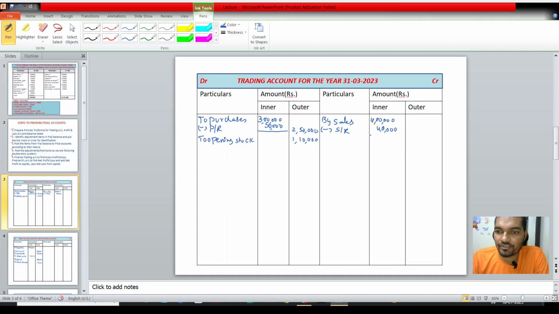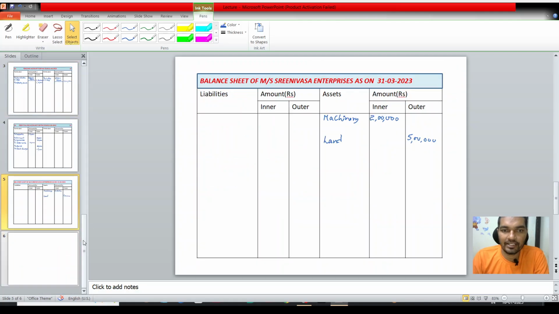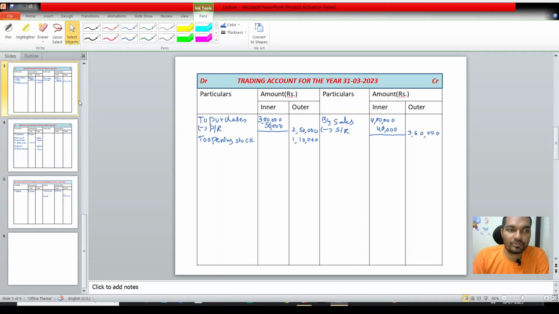So 4 lakhs minus 40,000, it becomes 3 lakhs 60,000 rupees. This is the final figure, all of you. So coming to the purchase returns, already we have subtracted from purchases. Capital is always considered as liability to company. Capital, go to balance sheet, show the capital amount always liability side, inner column, whether the adjustment given or not, we have to show the amount in the inner column itself.